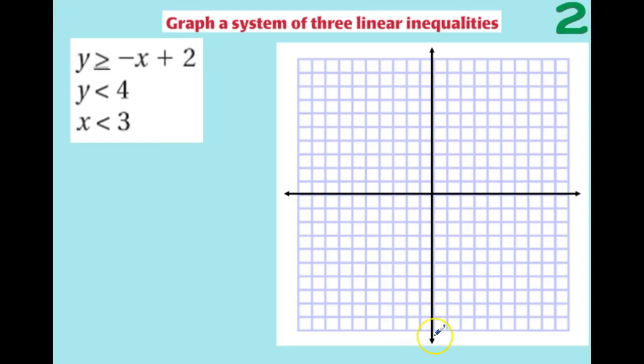So now we have the same thing, but we just have 3 lines. This first one is already solved for y, so let's go ahead and graph it. We are beginning at positive 2, and our slope is negative 1 over 1. So down and right, negative is down, and to the right, or up and left.